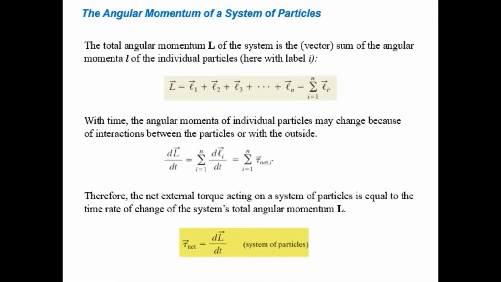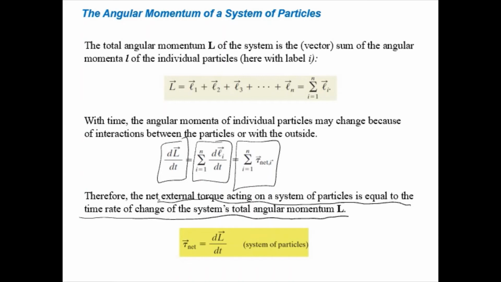And so if the angular momentum of the system is changing, then that can be found by adding up the time rate of change of all the little angular momentums of all the individual molecules, and that's also going to be equal to the sum of all the little individual torques that are applied. In other words, the net torque acting on a system of particles is equal to the time rate of change of the system's total angular momentum.